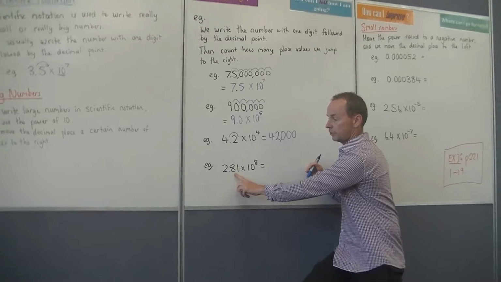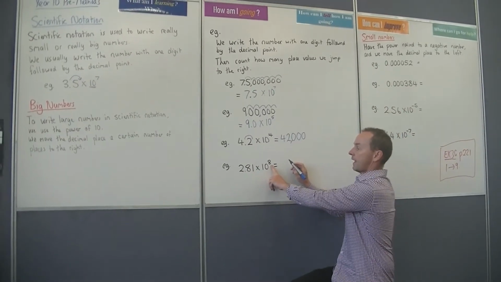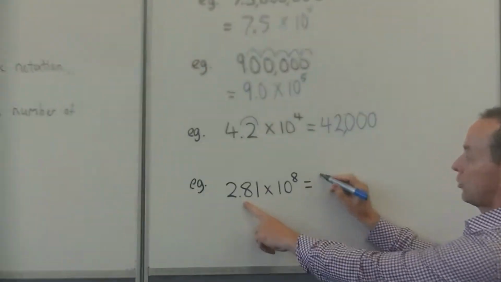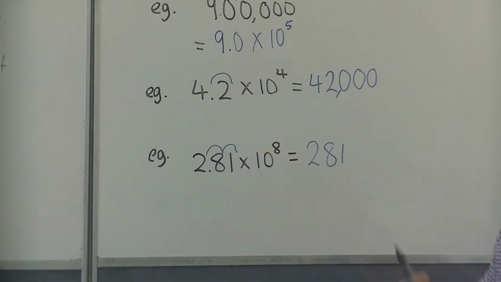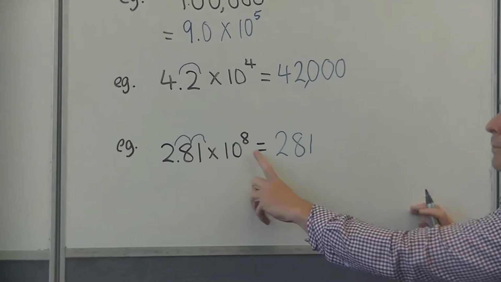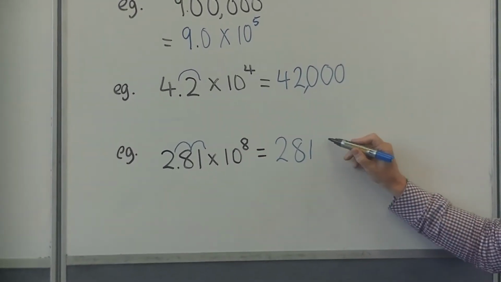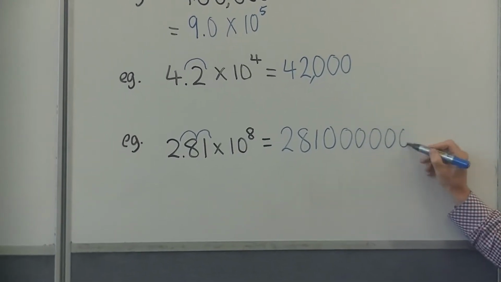Here we've got 2 digits after the decimal point, it doesn't matter. And it's 10 to the power of 8. So we're going to jump 8 spots to the right. We've already jumped 2 spots to get past those digits that are there. So how many more do we need to jump to the right? We need another 6 because there's 8 in total. So we add 6 zeros: 1, 2, 3, 4, 5, 6.